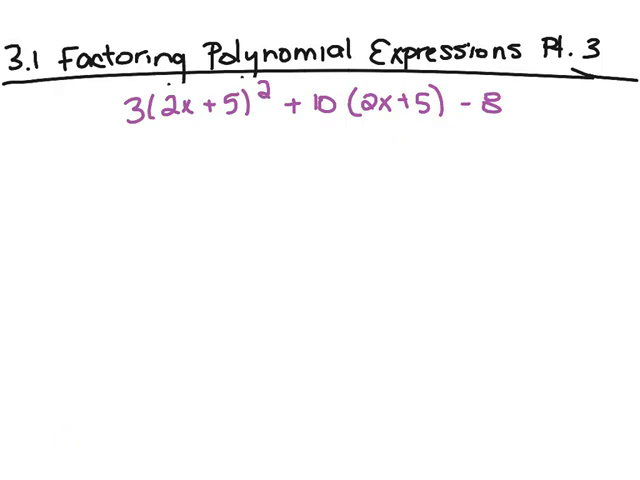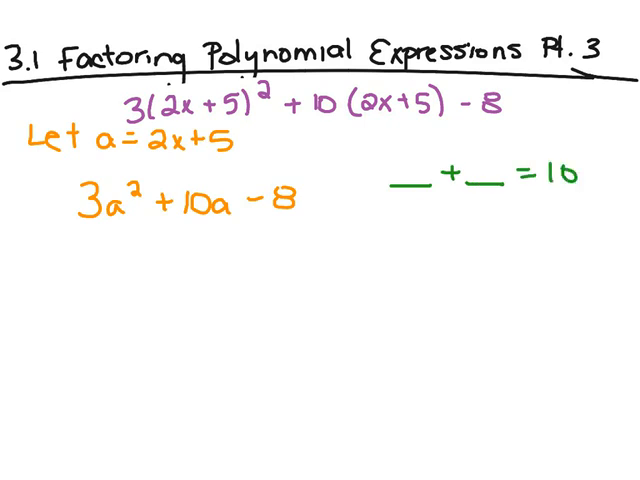Same thing for our next example. We're going to let's say a. It doesn't matter what you let it be. You can choose whatever you want, because you can just make yourself a mathematician and do math magic and let any variable be your number, except for x. Don't do x. So let a equal 2x plus 5. So we're going to substitute a in, so it's 3a squared plus 10a minus 8. We have no common factors, so blank plus blank equals 10, and blank times blank equals negative 24. We're going to have to find two numbers, and those numbers are going to be 12 and negative 2.